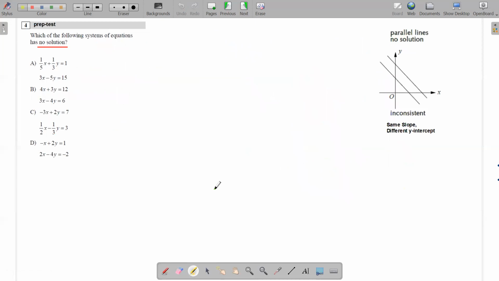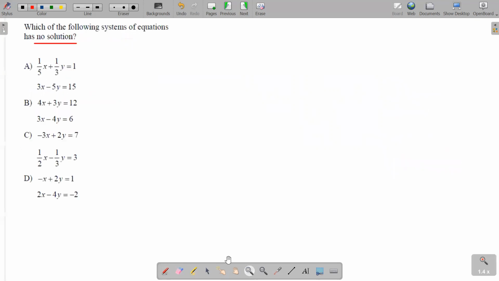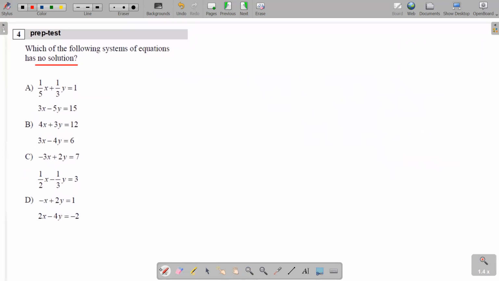Let's talk about parallel lines now, where we have no solution. When we have no solution, that means that we have the same slope, different y-intercept. In a question like this one, where they ask which of the following systems of equations has no solution, the first thing we want to do is, again, convert it into slope-intercept format. That's what we have to do. Here we don't have a second method at the moment. So I'm going to start with A, and I'm going to do this conversion.